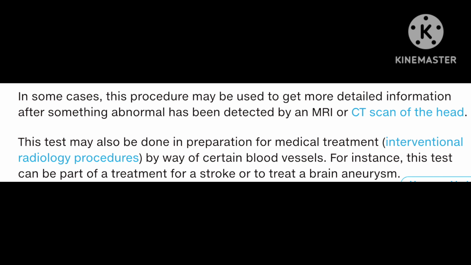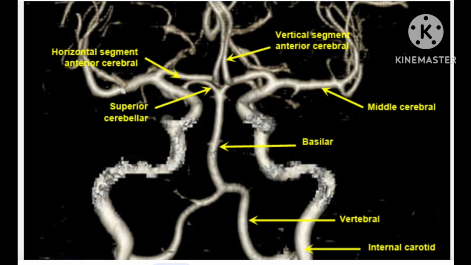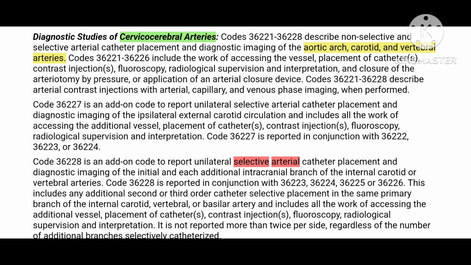Now in the next slide you can see the images what we get when we do this cervicocerebral angiogram. You can clearly see the blood vessels and the blood that is flowing through the neck and also through the brain. So cervical refers to the neck, cerebral refers to the brain. So here we are mainly checking the blood vessels and the blood circulation within the neck and also brain. In this picture, clearly we can see the blood vessels on both sides of the brain. So these are the blood vessels which are supplying the brain.